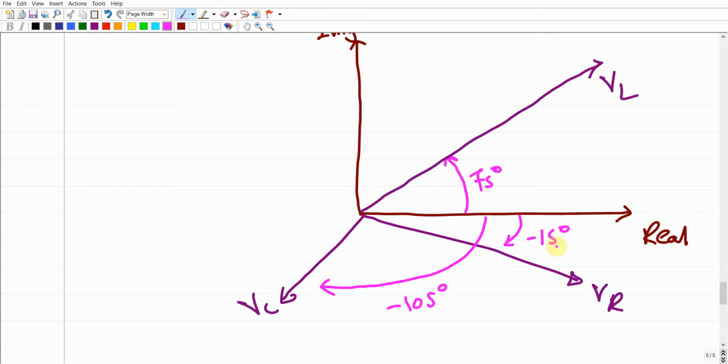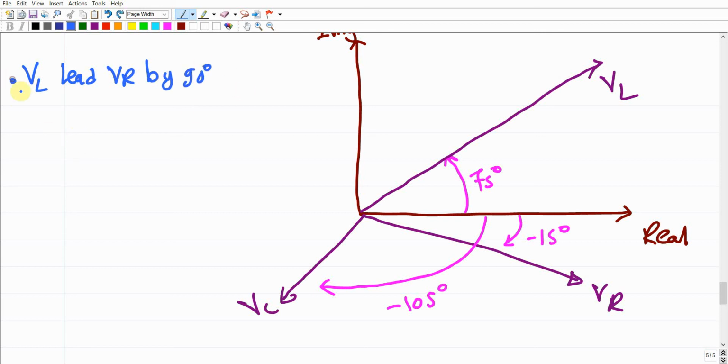For example, if I ask you to describe the relation between VL and VR, we're going to say that VL leads VR by 90 degrees. Why? Because the angle between VR and VL is 90, and VL comes first. So we can write this statement: VL leads VR by 90 degrees. This statement is correct.